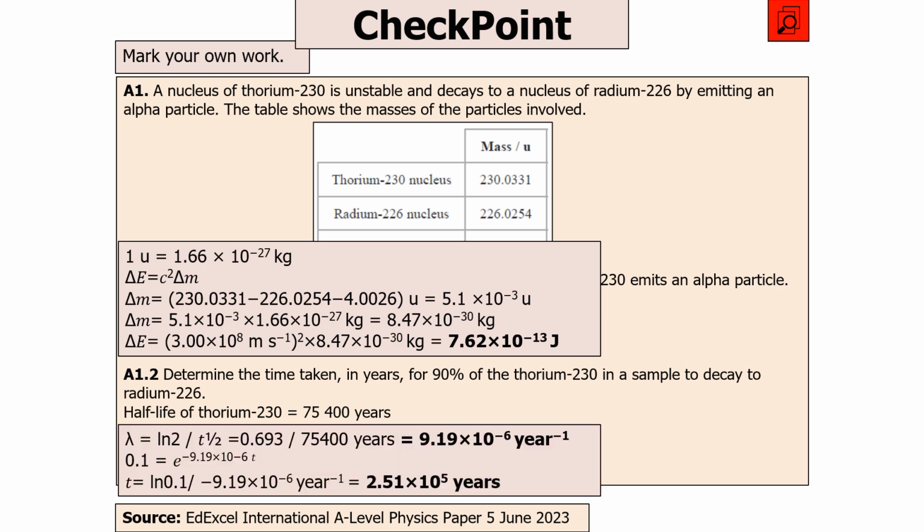We know that the decay constant is log 2 over the half-life. So we can see that's 9.19 times 10 to the minus 6 years to the minus 1. We can then say A equals A0 e to the minus lambda t, but we can go A over A0 equals e to the minus lambda t. Now, because it's lost 90% of it, what's left is 10%, so A over A0 is 0.1. Pop in all the values, we get t to be 2.51 times 10 to 5 years.